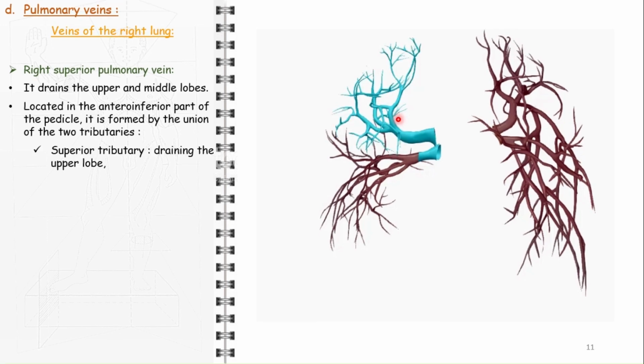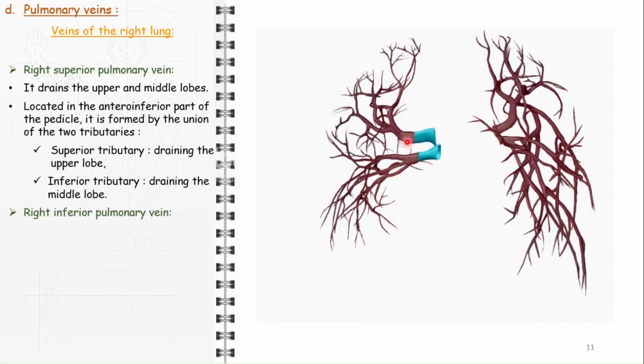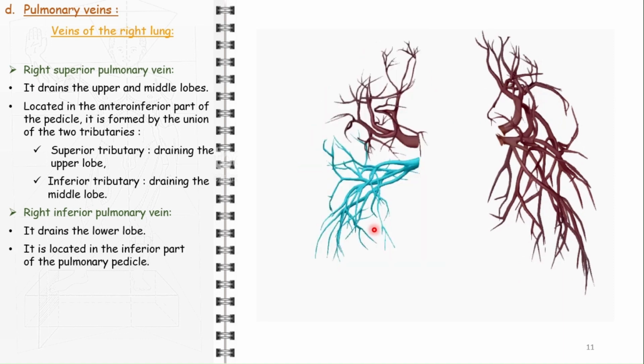A superior tributary, that drains the upper lobe, and an inferior tributary, that drains the middle lobe. And the right inferior pulmonary vein, that drains the lower lobe. It is located at the inferior part of the pulmonary pedicle, and is formed by the union of two tributaries, one superior and the other inferior.